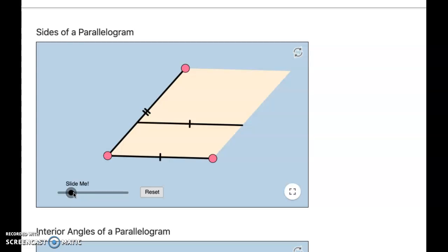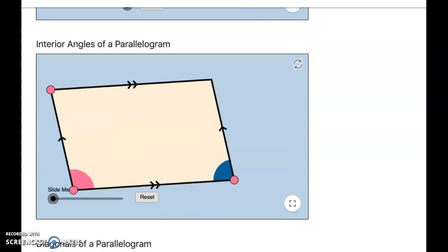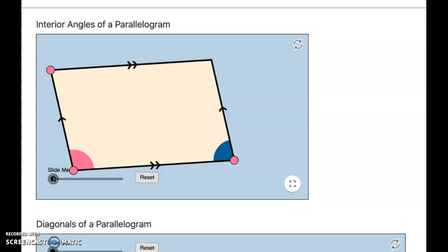Opposite sides are congruent to each other. Here's a nice little visual, right? The left side has to be congruent to the right side, because in a parallelogram, the top is parallel to the bottom and the left is parallel to the right. In addition to opposite sides congruent and parallel, opposite angles are also going to be congruent to each other. And you can see that here nicely with this little simulation.